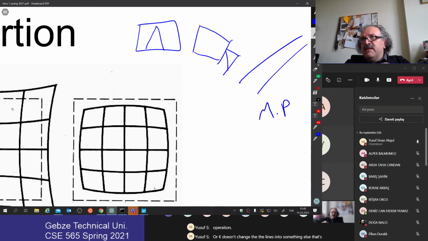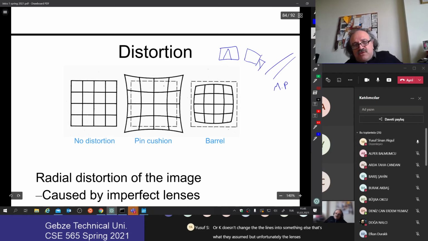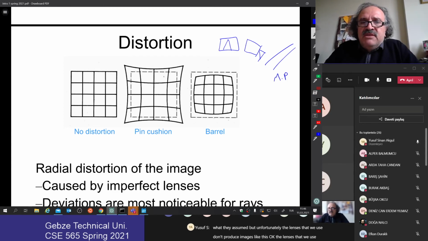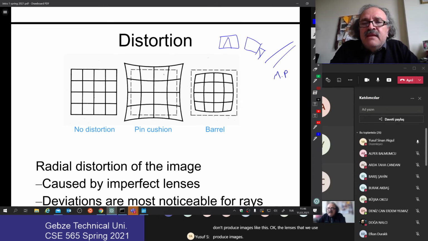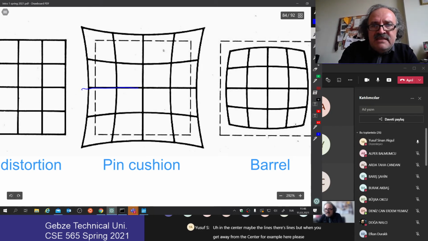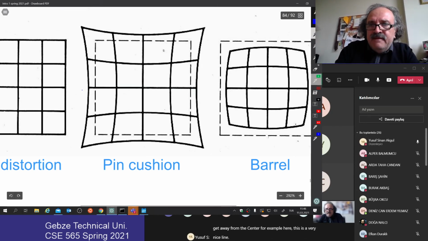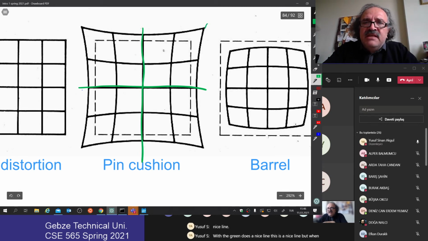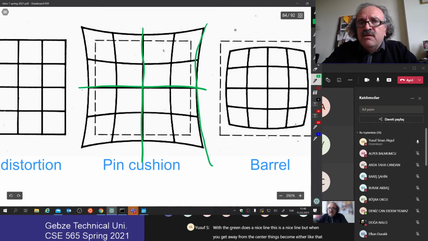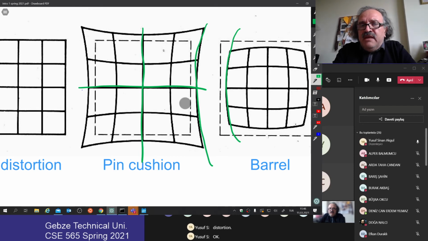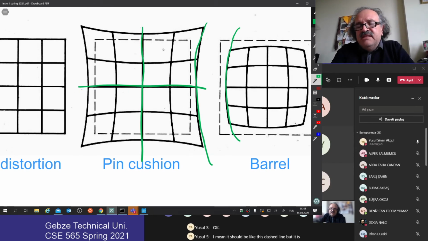That's what I assume. But unfortunately, the lenses that we use don't produce images like this. The lenses that we use produce images where in the center, maybe the lines stay as lines, but when you get away from the center, for example here, this is a very nice line with the green. This is a nice line. This is a nice line. But when you get away from the center, things become either like that, pincushion distortion, or they become like that, barrel distortion. It should be like this dashed line, but it is becoming this pincushion line. This is called the lens distortion.